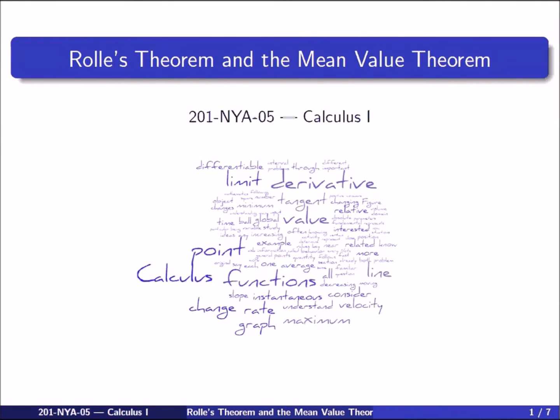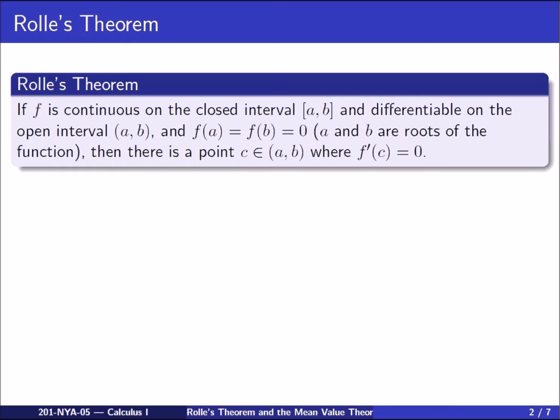Welcome to this video on Rolle's theorem and the mean value theorem. Rolle's theorem says that if you have a function f that's continuous on the closed interval [a, b] and differentiable on the open interval (a, b), and f(a) and f(b) are equal to 0, which means that f crosses the x-axis at a and b, so a and b are roots of the function, then there's a point c where f'(c) is equal to 0.